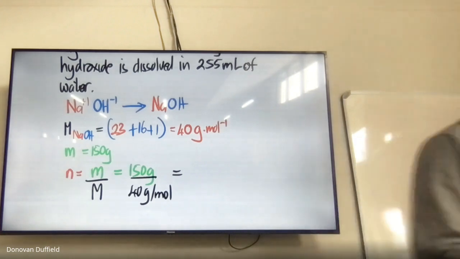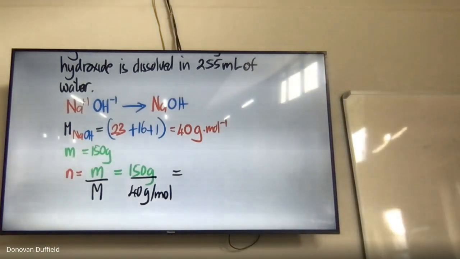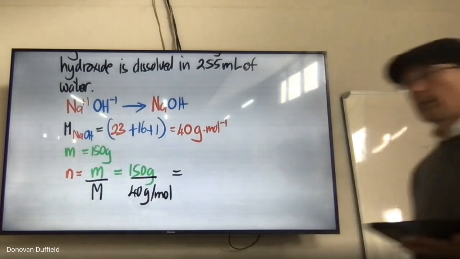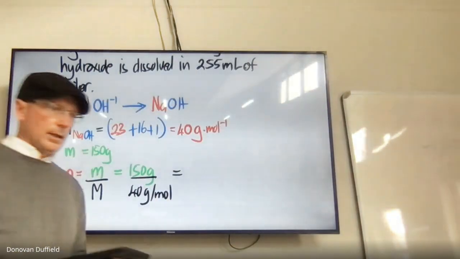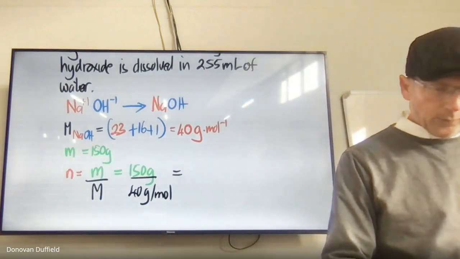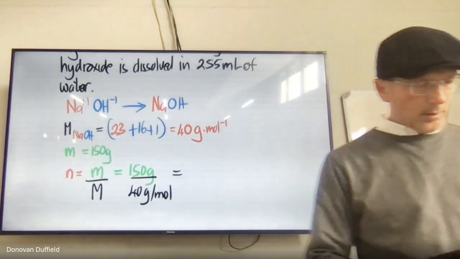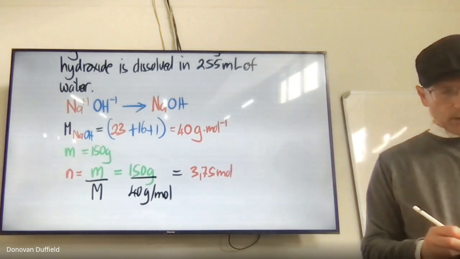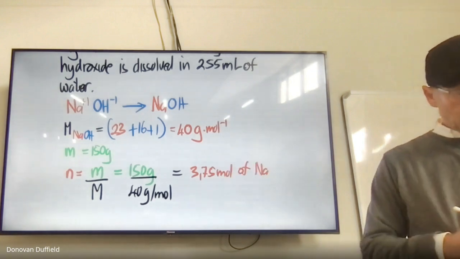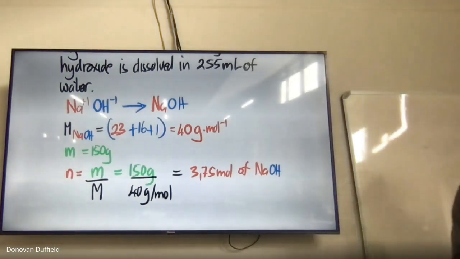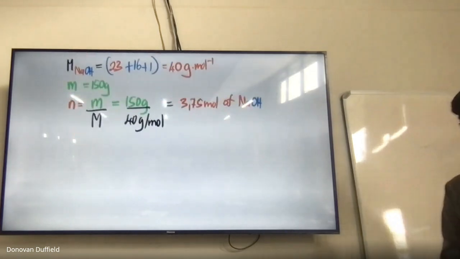All right, and so when we work that out, we're going to get 150 divided by 40, and that gives us 3,75 mole of sodium hydroxide formula units, because it's not molecules, eh? Right, now let's take a look at the concentration.